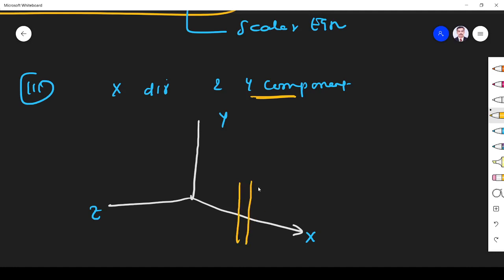Fine. So the electric field will have a y component. This is my electric field, along the y component. If the electric field is along y, the magnetic field should be in z. So, let me use some other color. The magnetic field will be in z direction, right? So this is Ey. This is H.